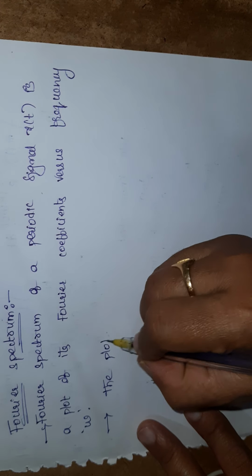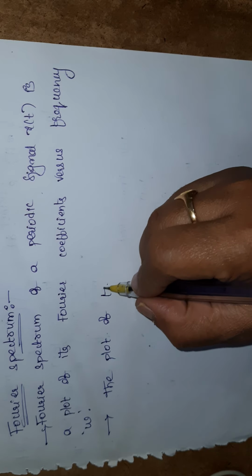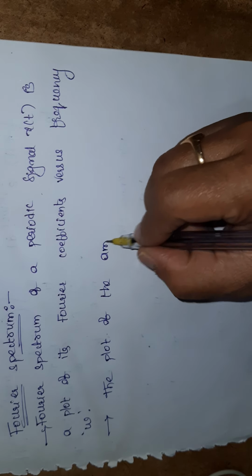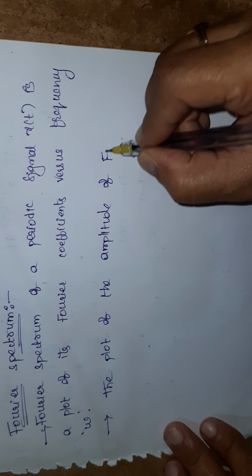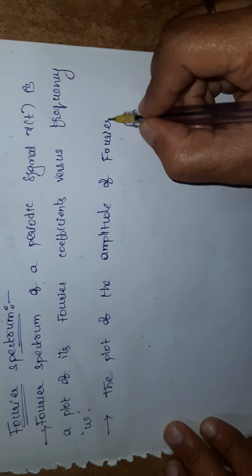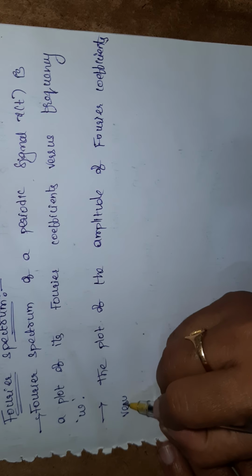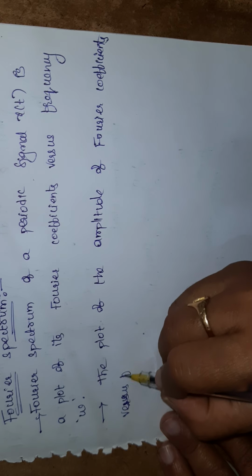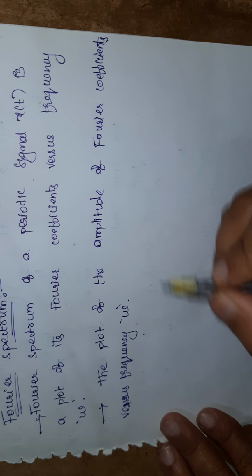So what is amplitude spectrum? Amplitude spectrum is the plot of the amplitude of Fourier coefficients versus frequency omega. Then it is known as amplitude spectrum.